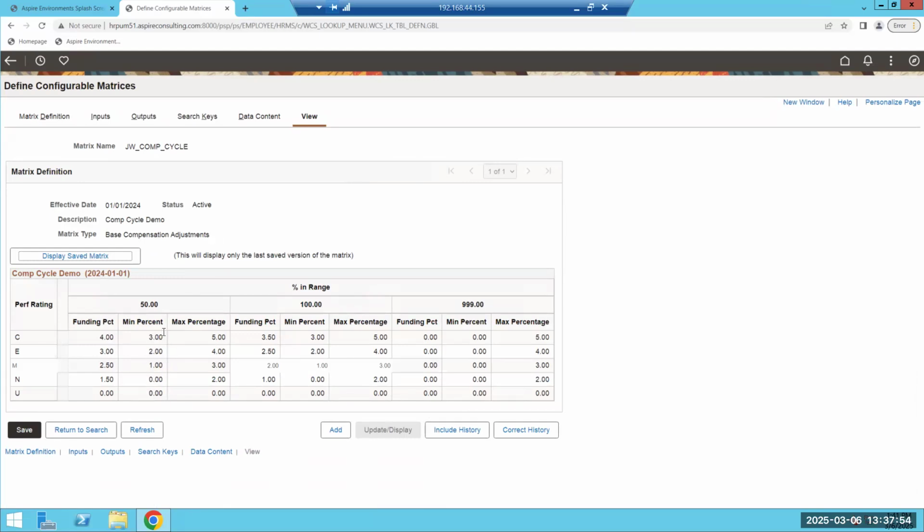So if I'm a rock star, but I'm underpaid, then we're going to suggest a 4% increase, and our range is going to be between 3 and 5. So if they put less than 3, we're going to squawk and say, are you sure you want to do that? Same if they go greater than 5. So that's the configurable matrix that we set up to drive our percentage increases.